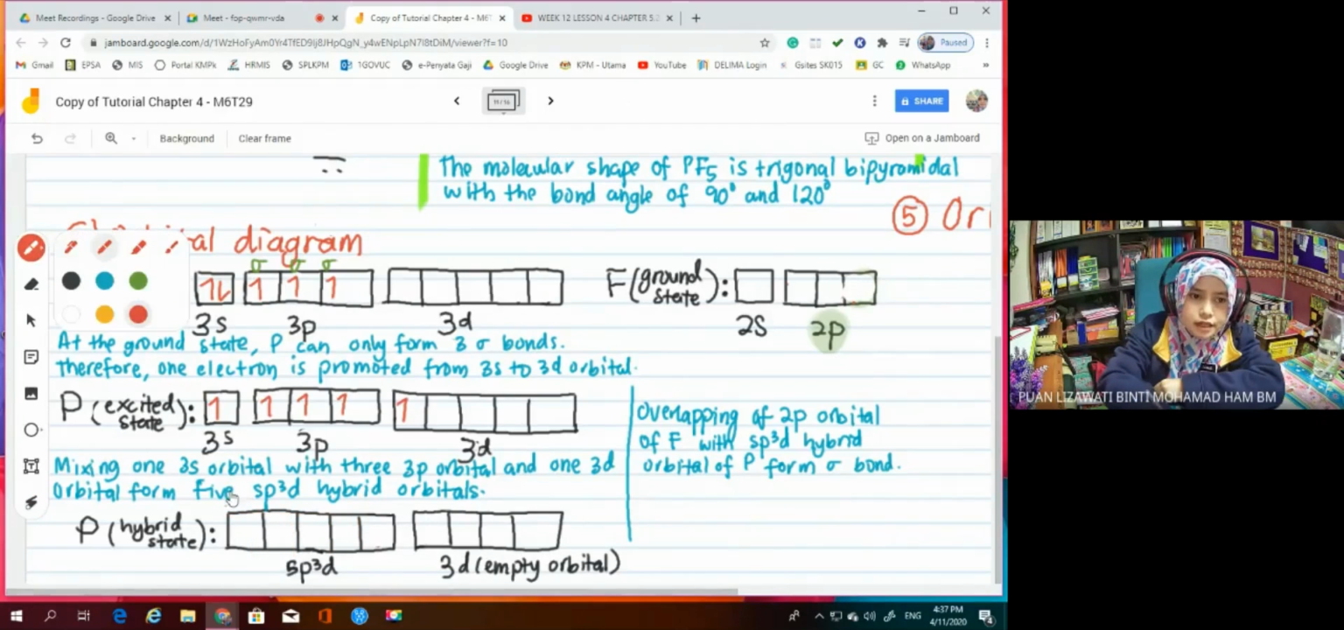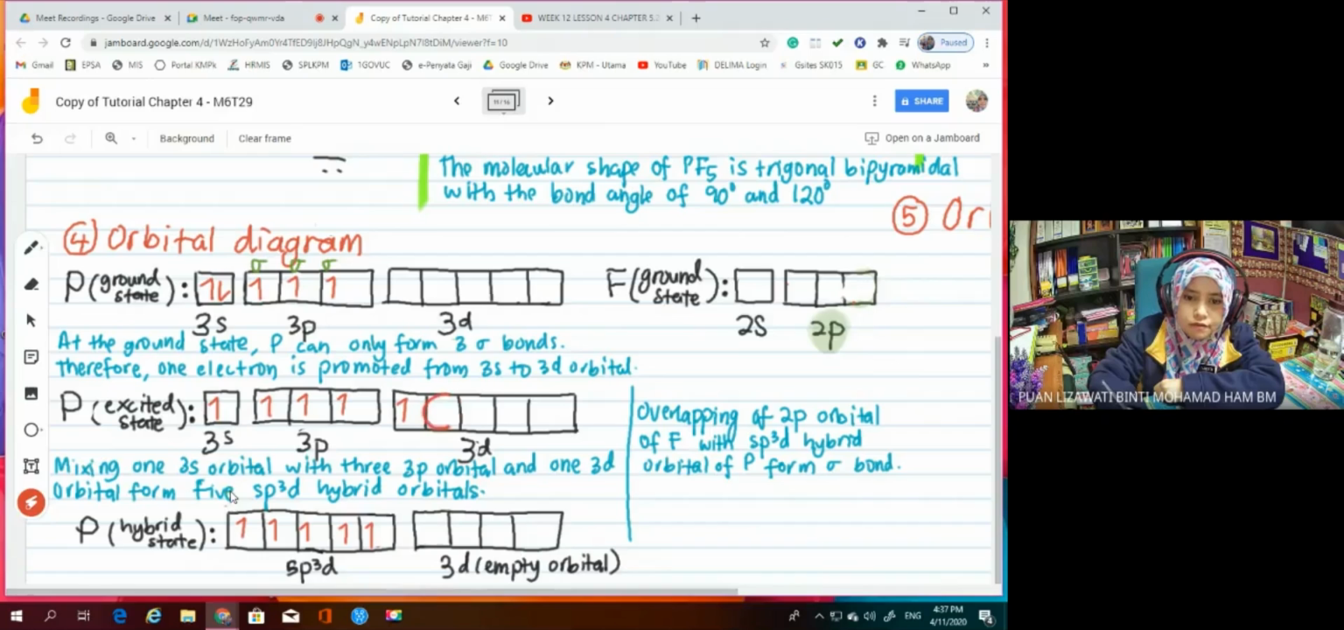At the hybrid state, all the electrons are single unpaired electrons. However, there are 4 empty 3d orbitals and we have to write them down. For the hybrid state, just label the 3d empty orbitals. So here is how you can write the explanation of how sp3d is formed.